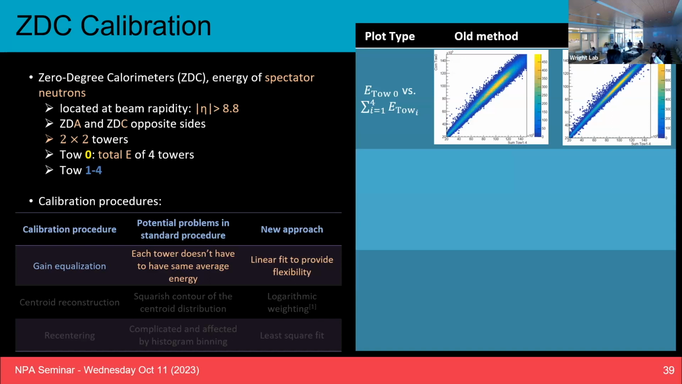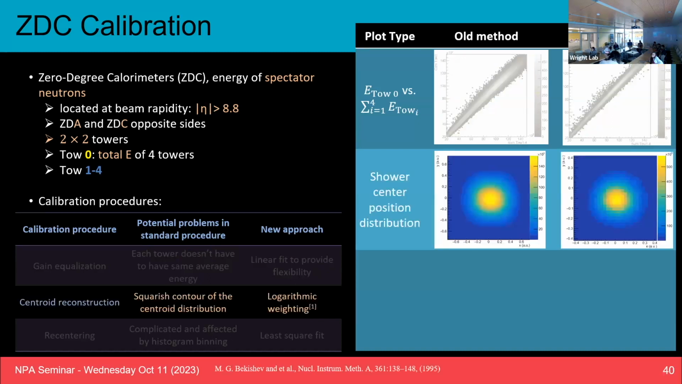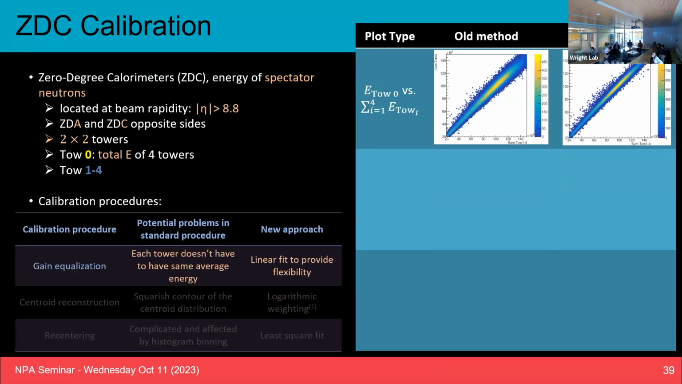As you can see on the right for the old method, if you plot the sum of the 4 towers versus tower 0, in principle you should see a 45-degree line. The old method is a bit more broad, a bit more spread out compared to this new gain calculation.